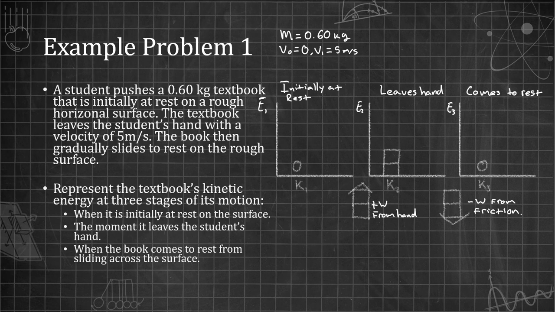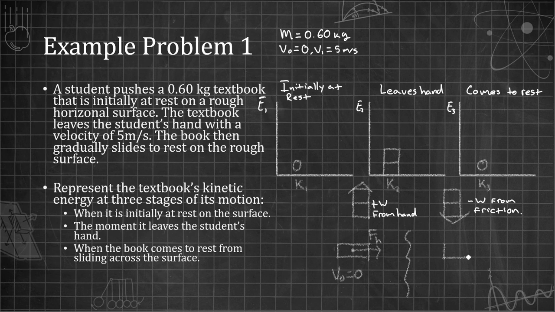We'll take a look at a previously done problem where we had a textbook that was pushed and then it slides to rest. We already drew the positive work from the hand and the negative work from friction, but just to illustrate this a little bit more, we can draw a diagram of the textbook and show that as it's being pushed forward, the force is in the same direction as the displacement, therefore it's positive work. As the friction force is slowing it down, the force is in the opposite direction of the velocity, and therefore that is doing negative work. So once again showing that this equation for work should match up with our change in energy model that we've used before.